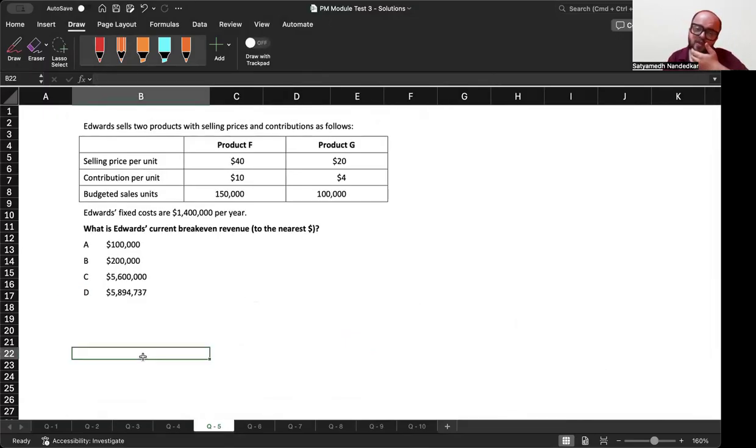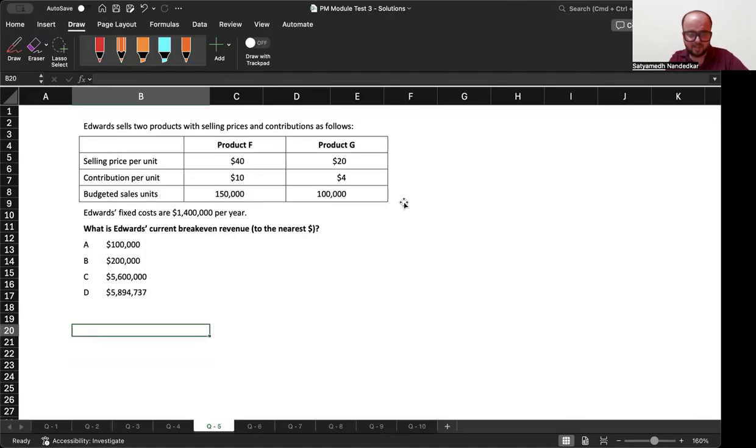Edwards sells two products with selling prices and contribution as follows. Selling price per unit, contribution per unit, budgeted sales units are given to you. Edwards fixed costs are 14 lakh. What is Edwards current break-even revenue to the nearest dollar? This is a question which expects you to calculate break-even revenue and two products are given. So when you have two products and you need the break-even point in terms of revenue, what you should calculate is the weighted average CS ratio.